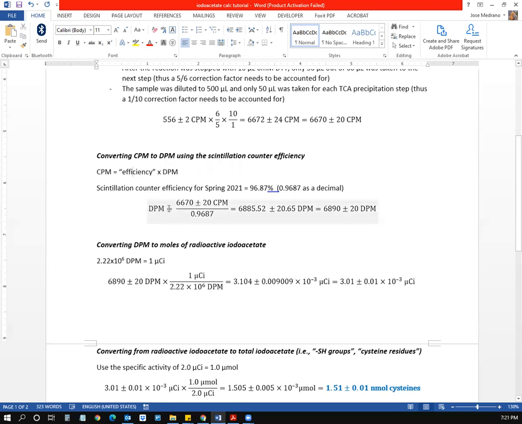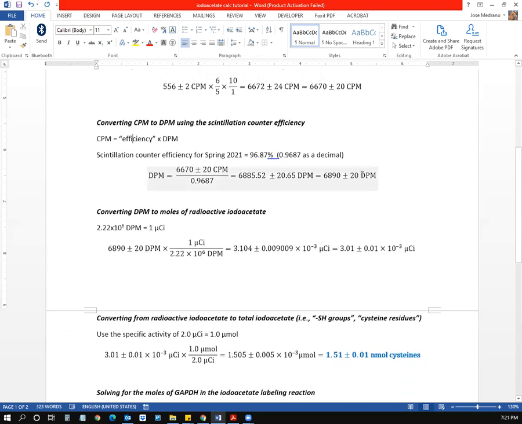So disintegrations per minute equals 6,670 plus or minus 20 CPMs divided by 0.9687, which will then give me a calculated answer. And then I will round that off to acquire 6,890 plus or minus 20 disintegrations per minute.